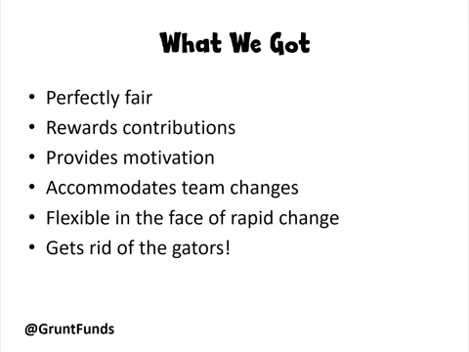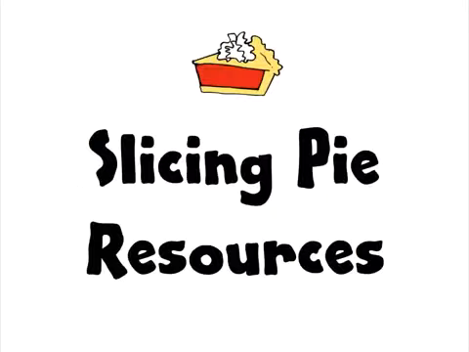So what I've shown you is a perfectly fair model. It rewards actual contributions that are made. It provides ongoing motivation, so I can make my own choices about how I run my life. If I want to make more commitment, I'll earn more pie. If I want to earn less commitment, I'll earn less pie. I showed you how to add and subtract someone without any problem. It's flexible in the face of rapid change. I did not have to stop and call my attorney and change my agreement every time someone joined the company. And at no time does anyone have to think they're getting more or less of their fair share. So we've gotten rid of the gators.